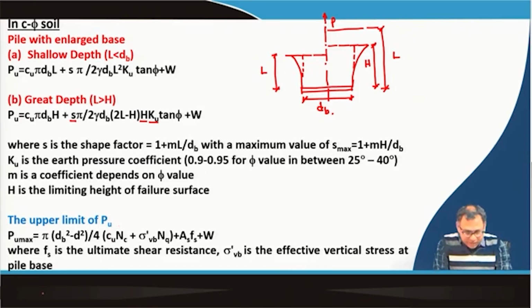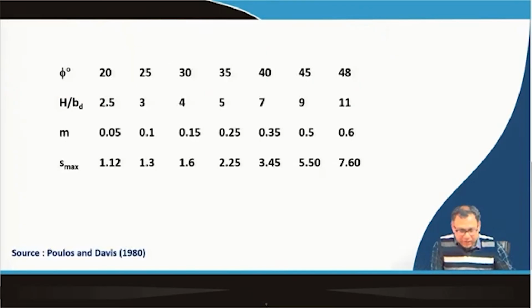Okay. So, that means this value should not be greater than this equation, where sigma v bar is the effective vertical stress at the pile base. That means at this point we have to calculate sigma v bar, and NQ is the same NQ that we use for the foundation. Or you can use it for the pile under compressive load. So, the same NQ we can use for pile under compressive load.